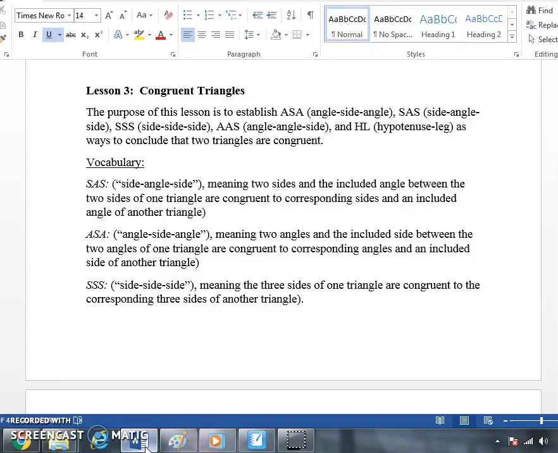So if you missed class today, you need to make sure, if you're looking at the Ready, Set, Go, that you understand how to apply these 5 ways to prove triangles congruent. There are 3 vocabulary words that were in this section of Unit 2. You want to make sure that you have those written down in your notes.